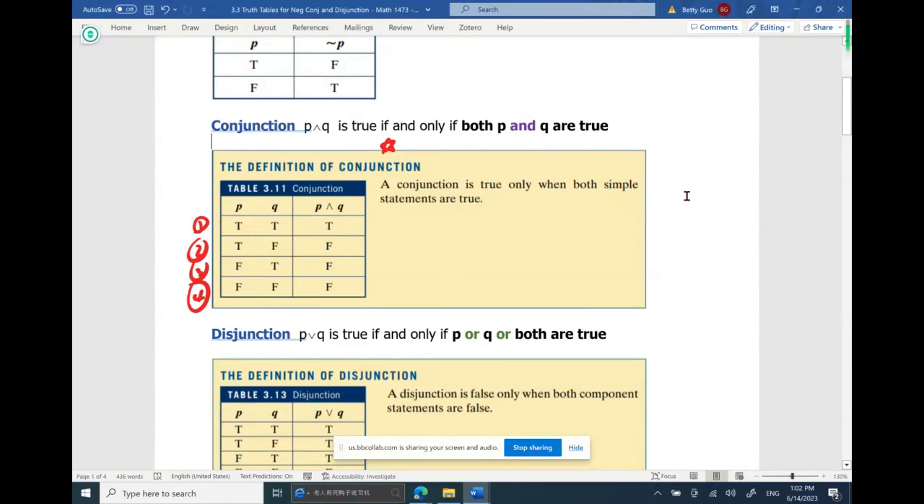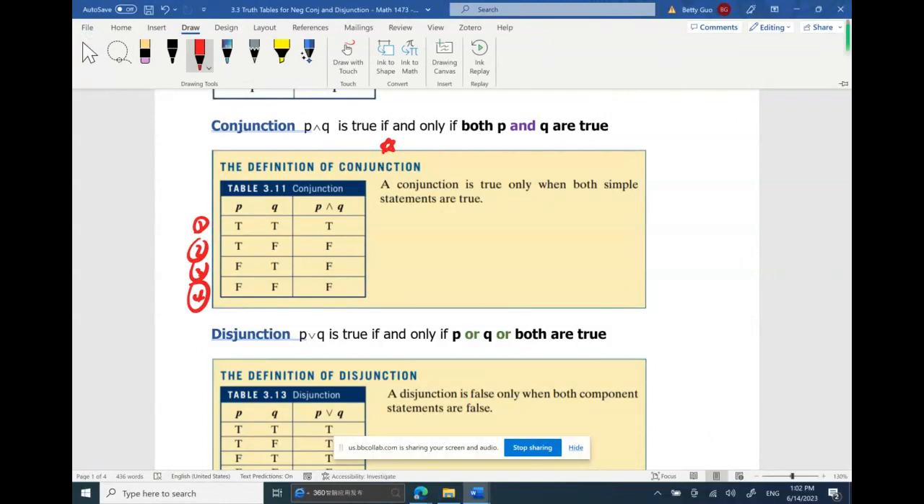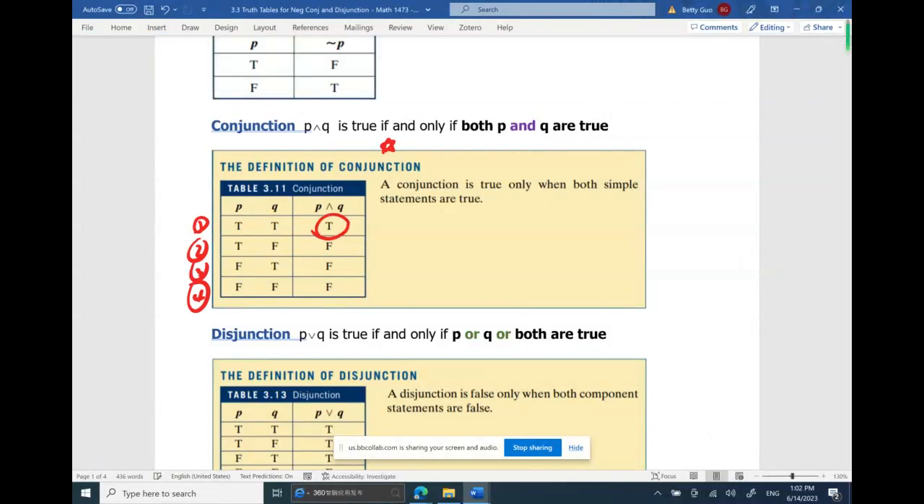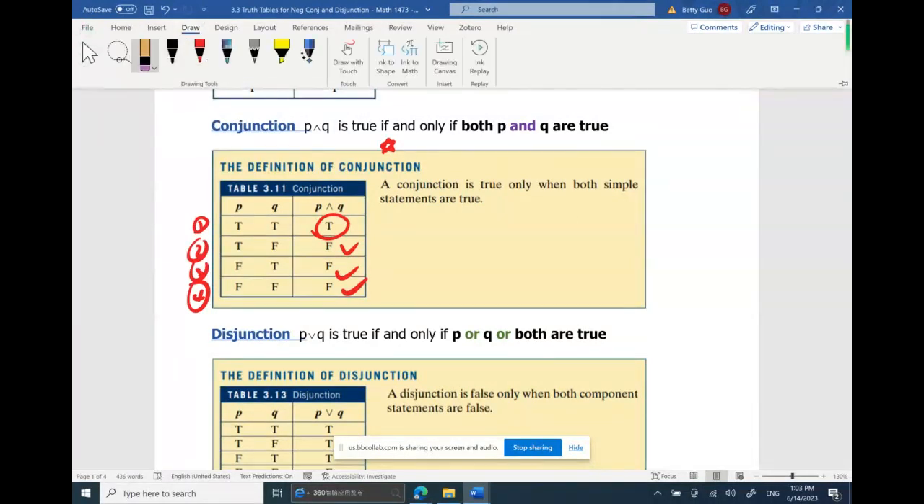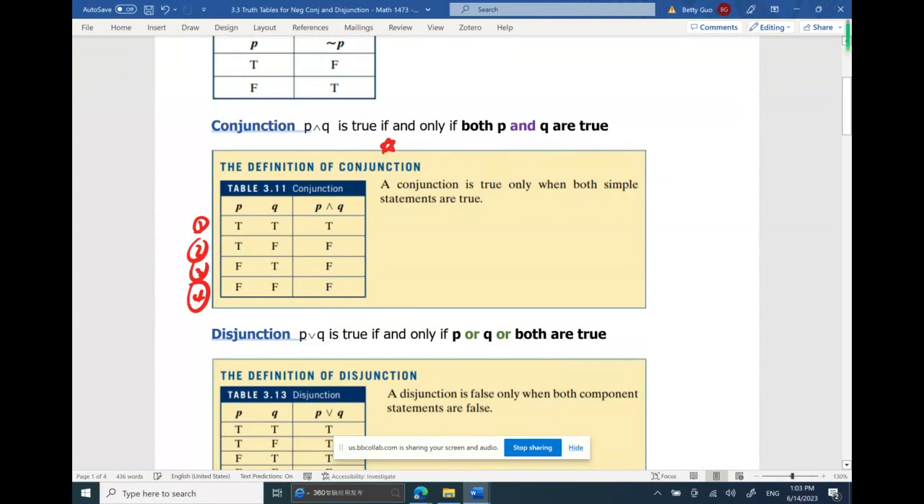Okay, so remember, for a conjunction to be true, both of them have to be true. So that's how we have the truth value for P and Q in the last column. Only in the first case, when both P and Q are true, we have P and Q to be true. And in all the other three cases, they are false, right? Okay, so that's the truth table for a conjunction, P and Q.